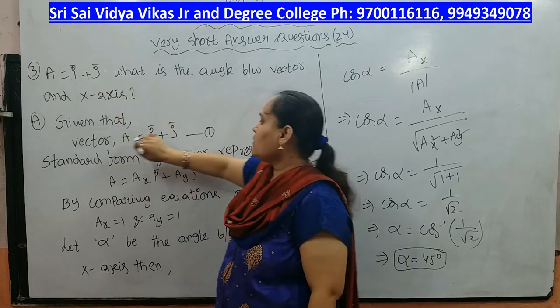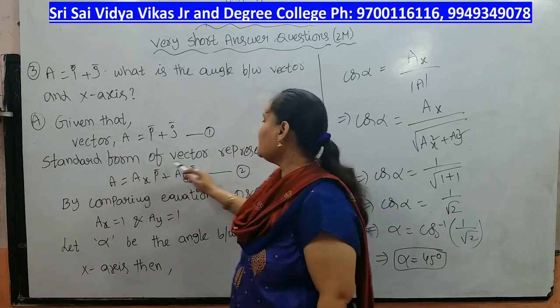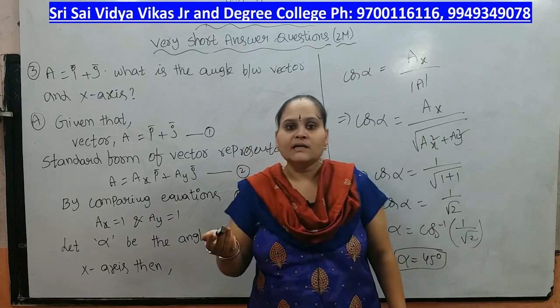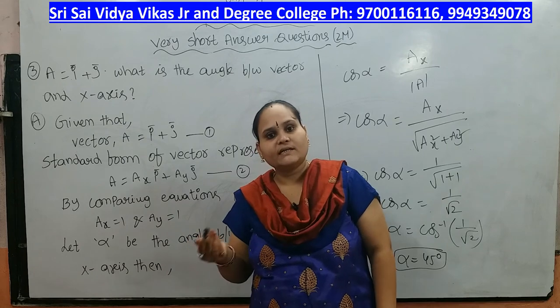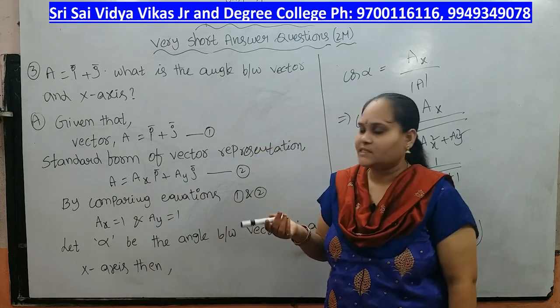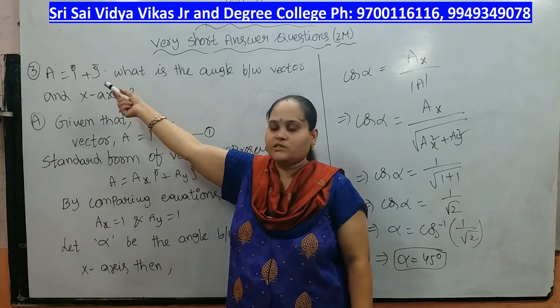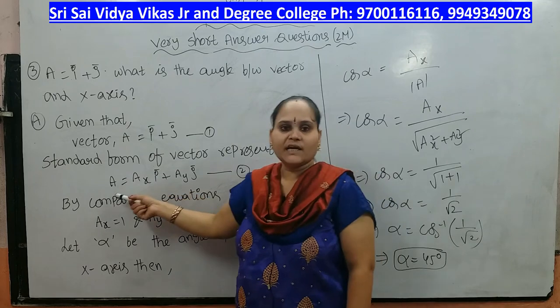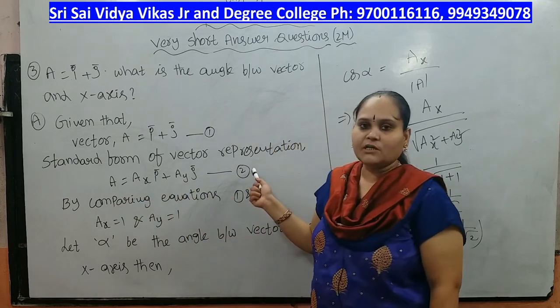A is i plus j, and the standard form of vector representation, everyone knows, is A equal to ax i plus ay j plus az k. Here we have just two components, the i and j components. So we take the standard form A equal to ax i plus ay j. This is equation number 2.